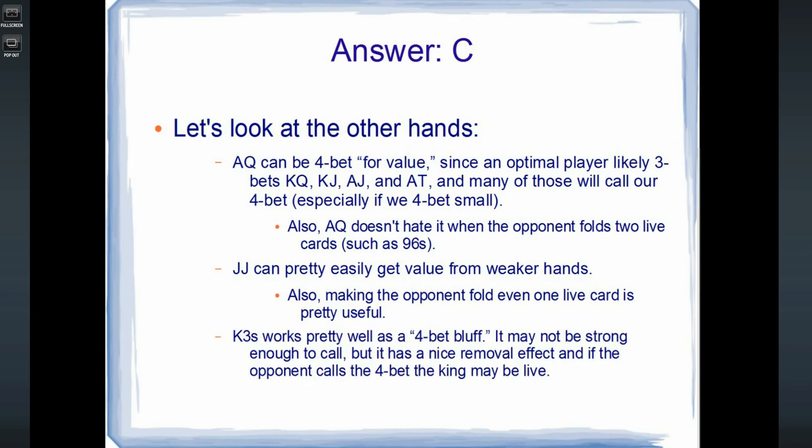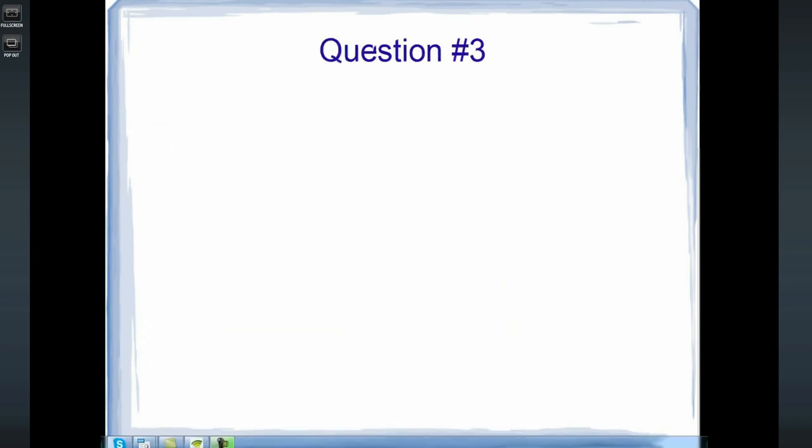King 3 suited works pretty well as a 4-bet bluff. It may not be strong enough to call, but it has a nice little removal effect, and if the opponent calls the 4-bet, the king may be live. So, for example, maybe your opponent 3-bet with 10s, you 4-bet him with king 3 suited, he calls, you can spike the 10 sometimes. So I think king 3 suited is a pretty reasonable hand to 4-bet bluff here, whereas if I had ace 3 suited, I would probably call. So that's my reasoning for why I like calling the queen 9 suited, whereas the other ones I think you can take other lines. All right, question 3.